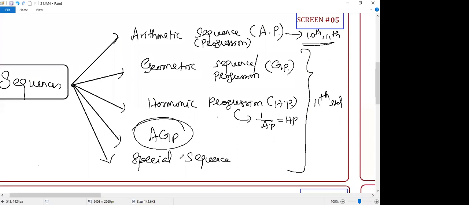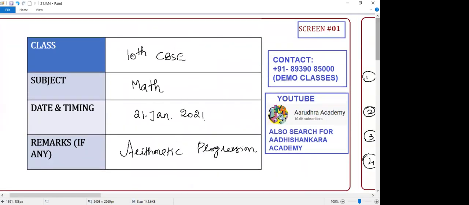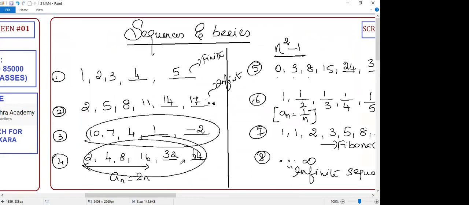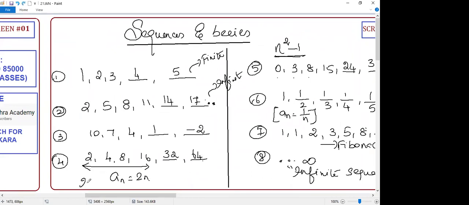What is AGP? It's a mixture of, or the product of, AP into GP. Even a 12th student does not have a crystal clear idea, but it's very simple. AGP means the product of AP and GP. You write some AP, you write some GP. If you multiply both, you will get AGP. Guys, this is AP, and this is GP. If you multiply these two, what is that? 20. 7 into 4 is 28. 4 into 8 is 32. Guys, this is called AGP.